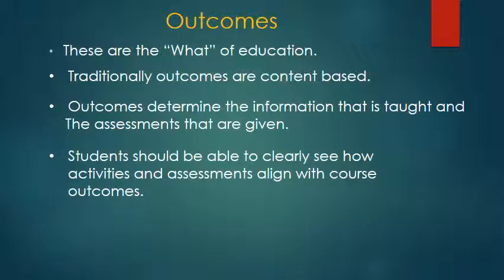Students should be able to clearly see how activities and assessments align with course outcomes. As referred to previously, if the outcome is that students will be able to factor numbers into prime factors with at least 85% accuracy, they should not be given material on how to factor equations or be tested on questions that are not specific to factoring numbers into prime factors.